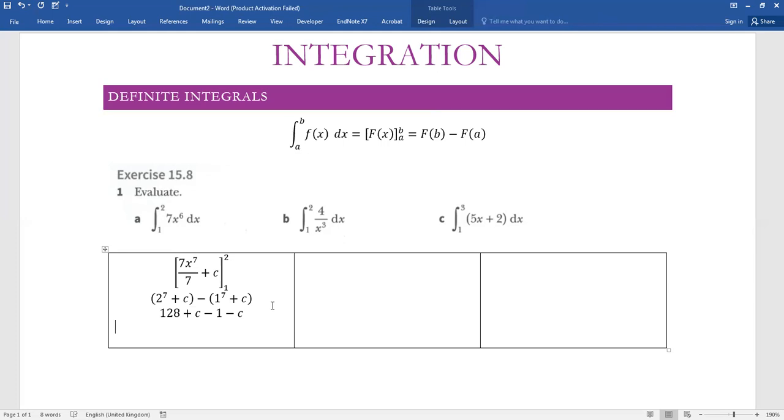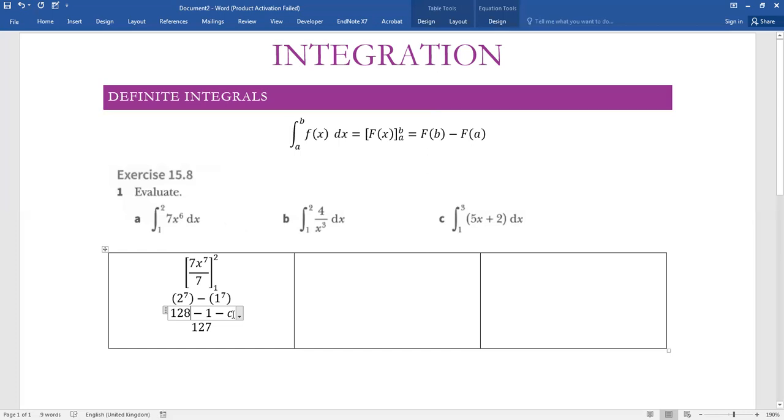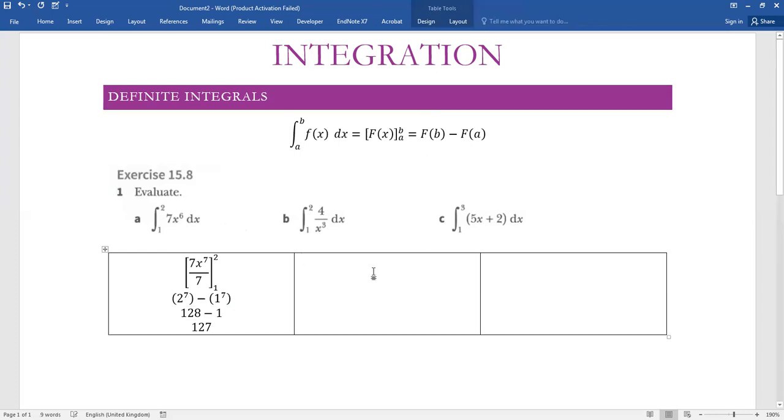In these kinds of scenarios, will the arbitrary constant always be cancelled? Plus c and minus c, will this always get cancelled? Yes, it will. So once we use definite integrals, we avoid writing the c because we know it will eventually be cancelled out. And this is the value that we get.